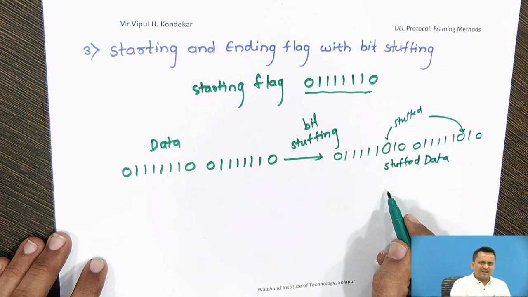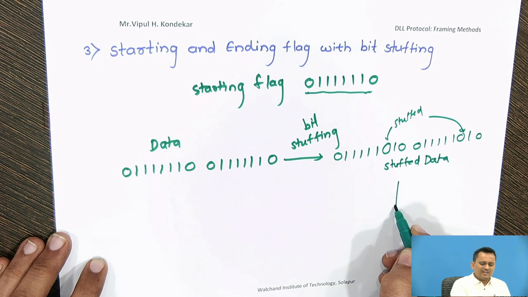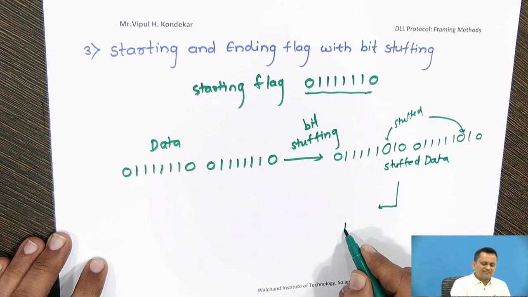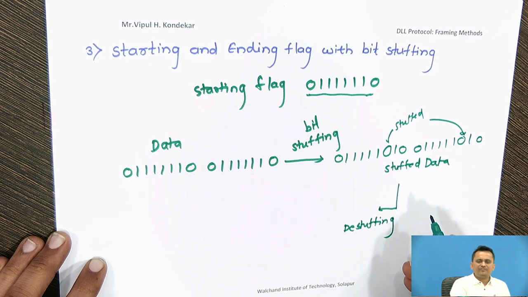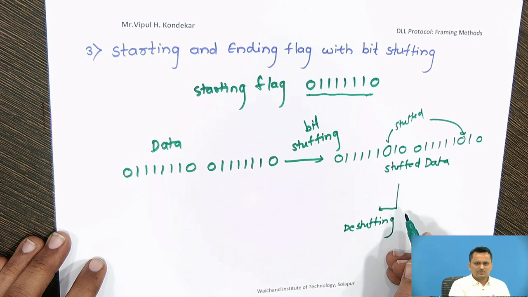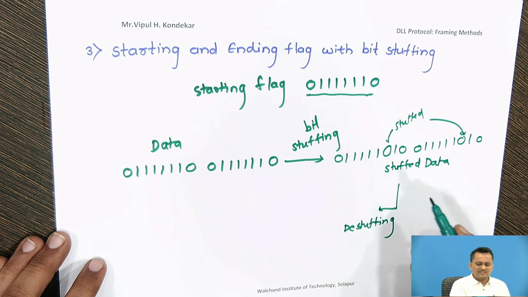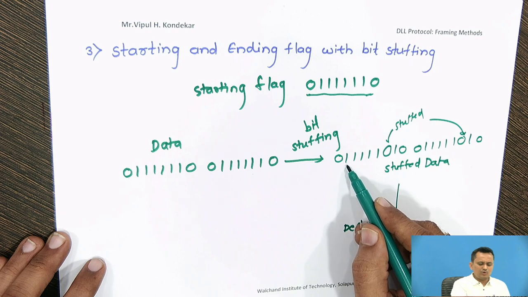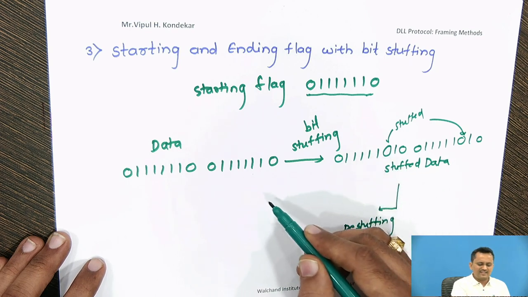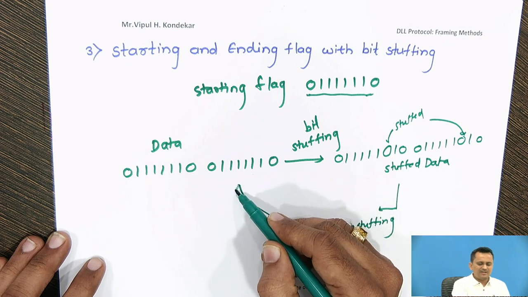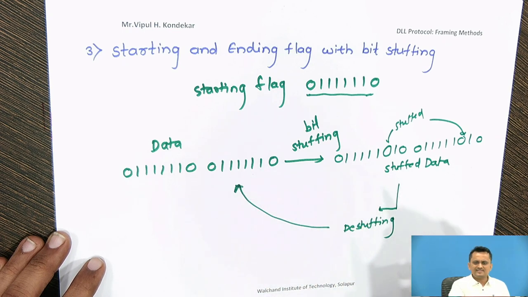And now what is done at the receiver side is destuffing. The receiver, after 5 consecutive ones, neglects whatever 0 is received. So ultimately, what the receiver will receive is this 0, 1, 1, 1, 1, 5 ones are there. After that 0 is there, so that gets neglected. And after destuffing, again what you are going to get is the same data.